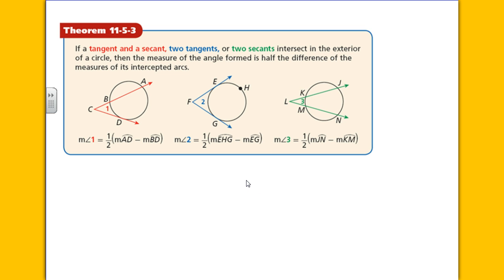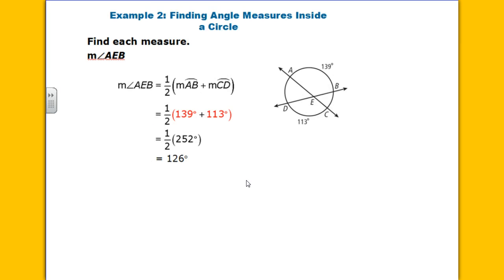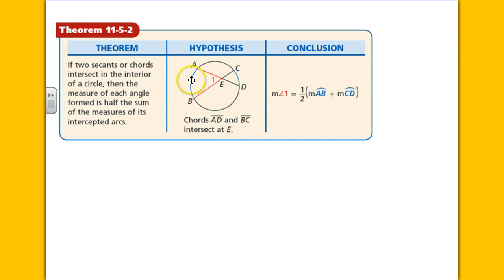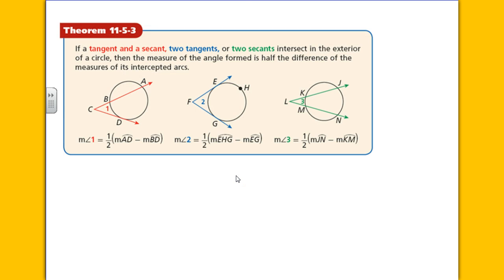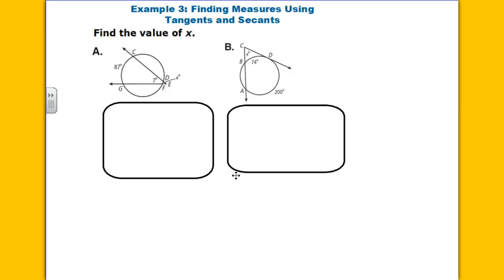Okay, so when you have an interior angle, you add the intercepted angles. Like in this case, we add them and divide by 2. But when we have an exterior angle, we subtract and divide by 2.